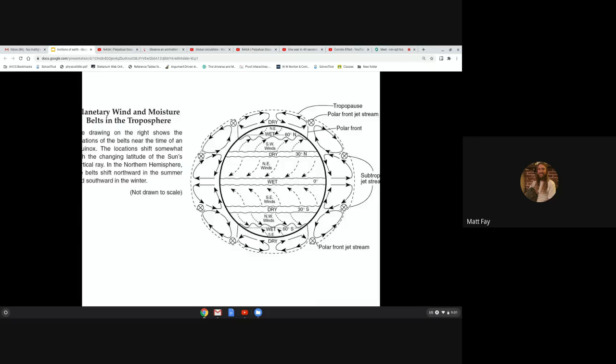Now, another, a little bit more complex result. This is a diagram from page 14 of the reference table. These are wind belts, and so they are also deflected. Okay, these curved paths are deflected due to the rotation of the Earth.